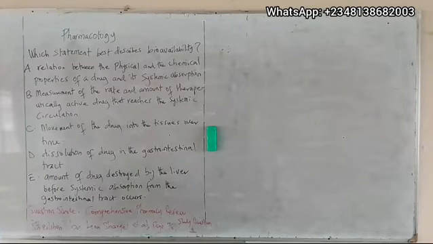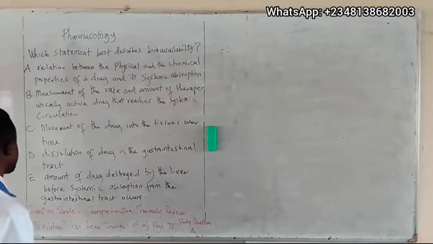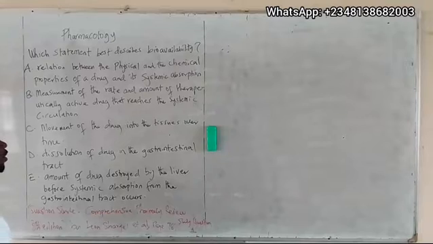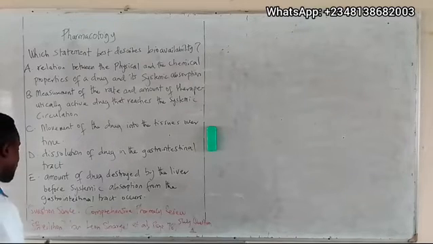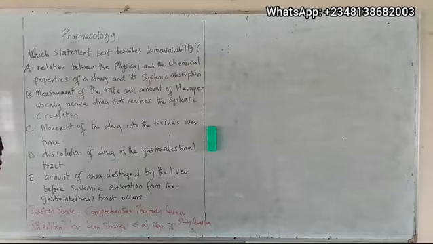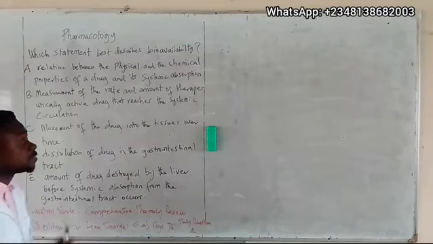C. Movement of the drug into the tissues over time. D. Dissolution of drug in the gastrointestinal tract. E. Amount of drug destroyed by the liver before systemic absorption from the gastrointestinal tract occurs. The question source is Comprehensive Pharmacy Review, 8th edition by Leon Shargel et al., page 78, study question 1.